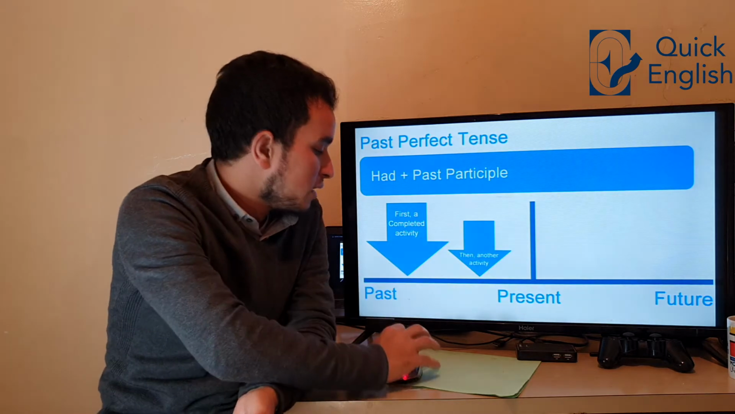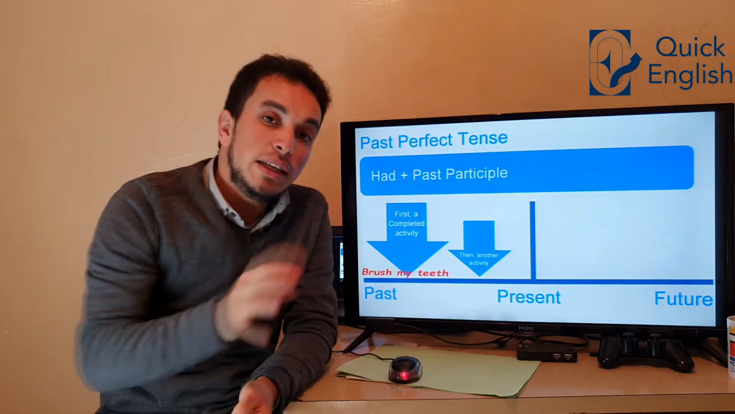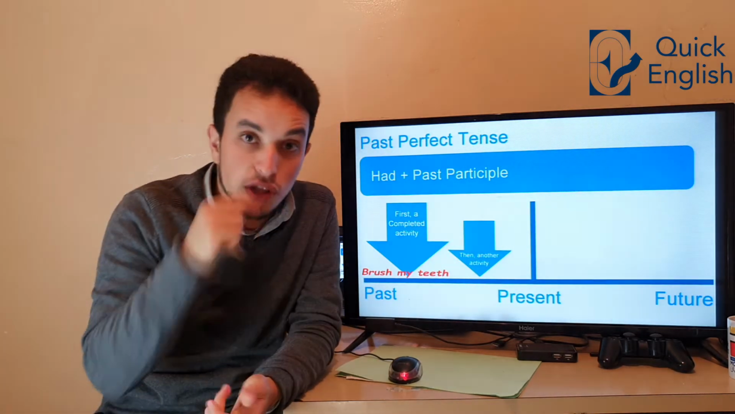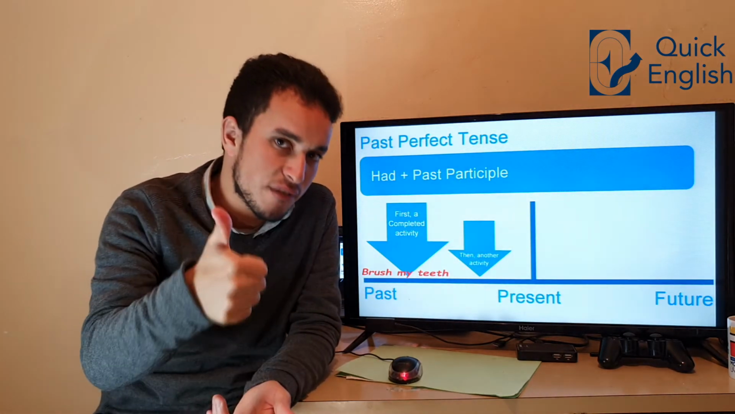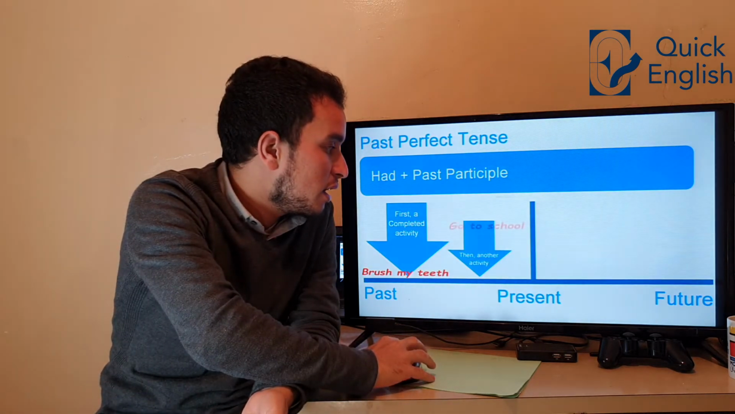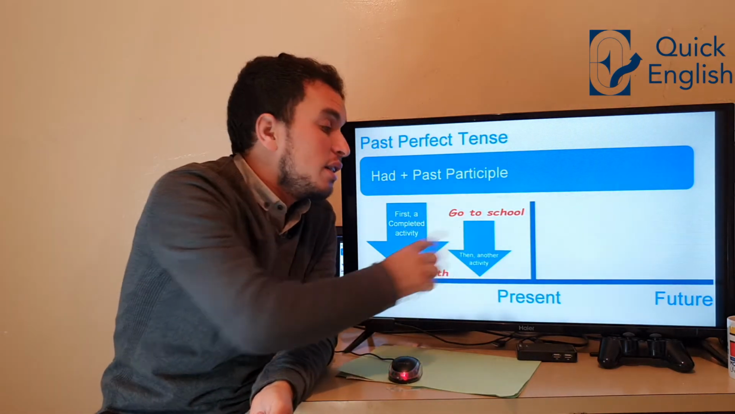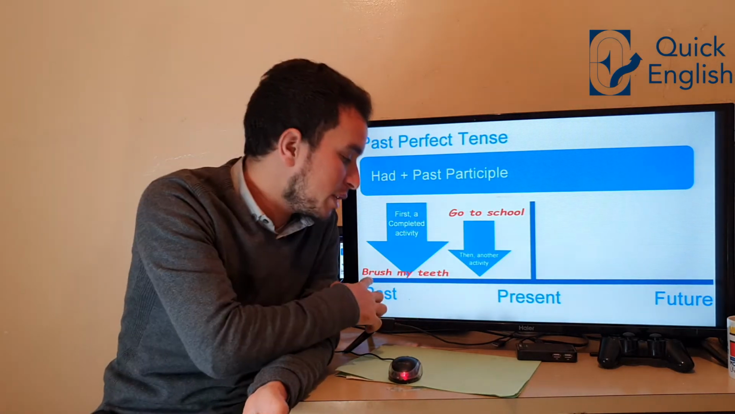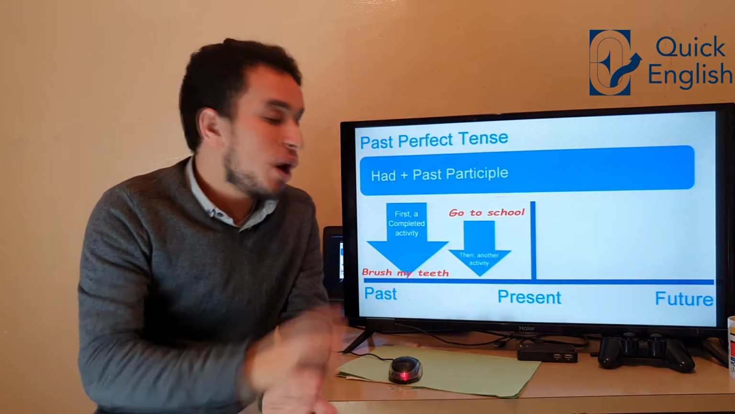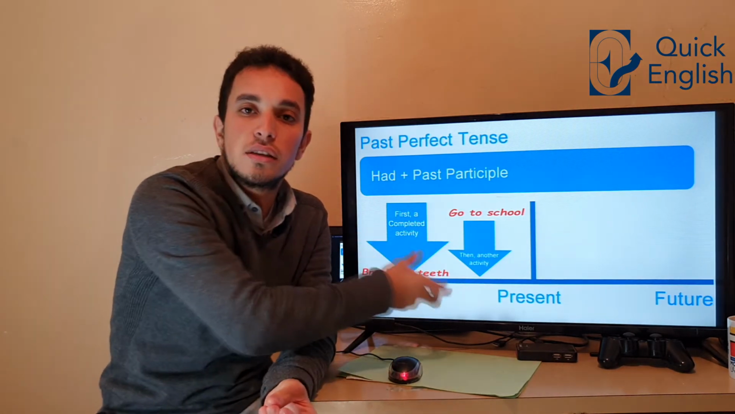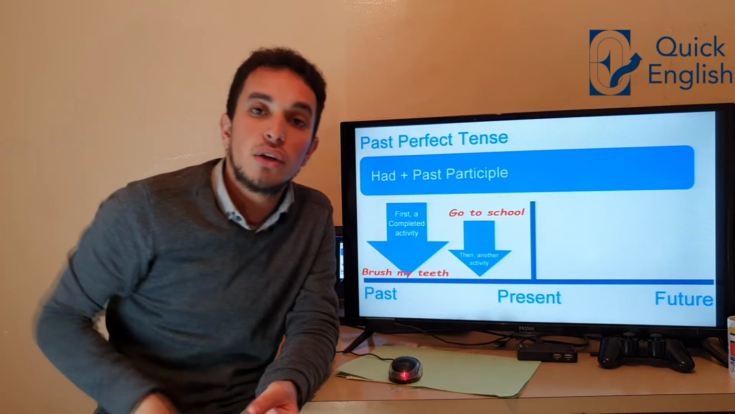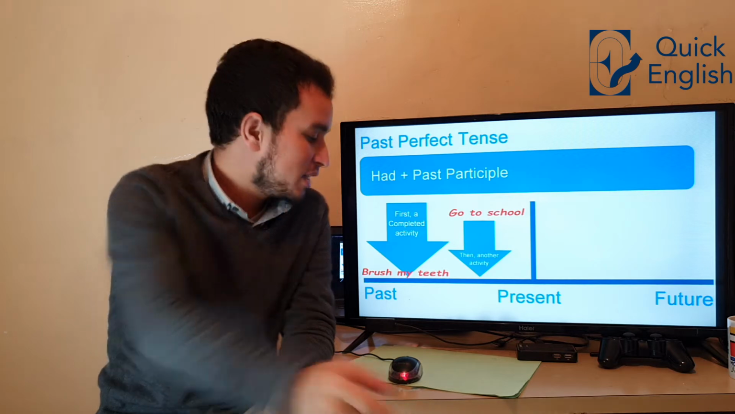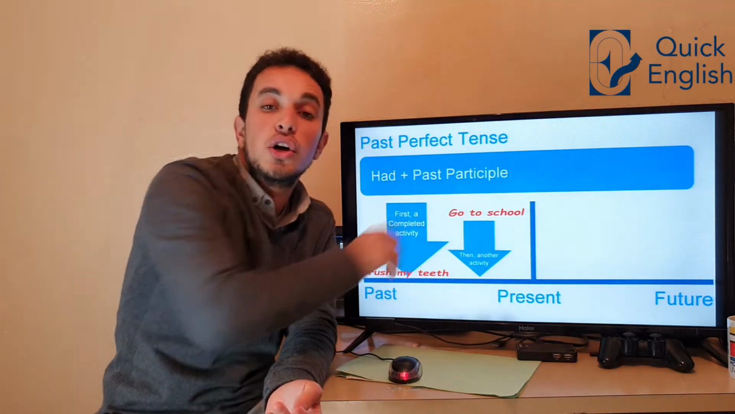All right, let's take an example here. Let's say I did a first action: I brushed my teeth first. And then, when I finished brushing my teeth, I did another action, which is going to school. So I brush my teeth, I go to school. Now, if we want to combine these two sentences, both of them happened in the past, but one happened before the other. What is the first one that happened? Brush my teeth. The second one, go to school.